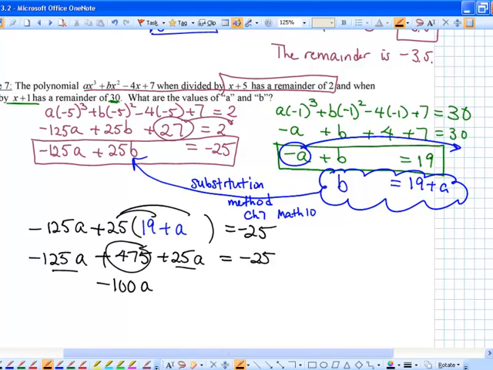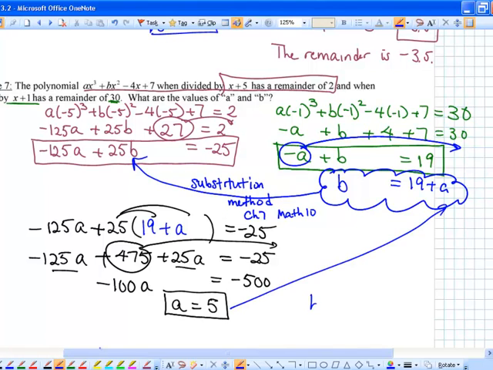I'm going to move this to the side. I think that's negative 500. Yeah. Oh, look at this. I chose nice numbers for you. We'll divide both sides by negative 100, and a equals 5. Nice. We done yet, by the way? Oh, it says, what are the values of a and b? Oh, a and b. Well, let's just go ahead and find out b. That's not too hard. B then equals 19 plus a. A is 5, so b just equals 24. Ta-da. Done.